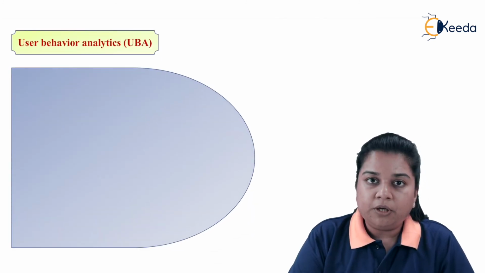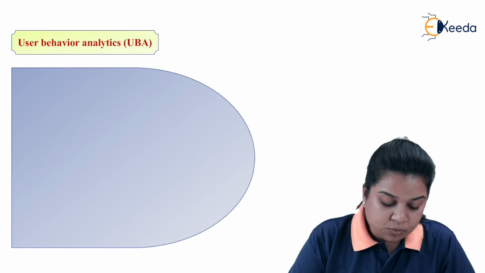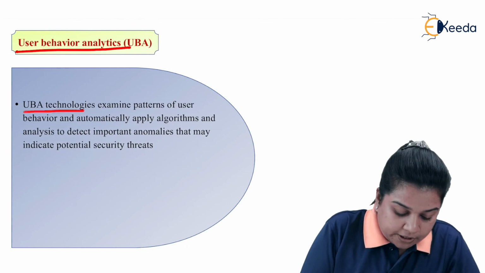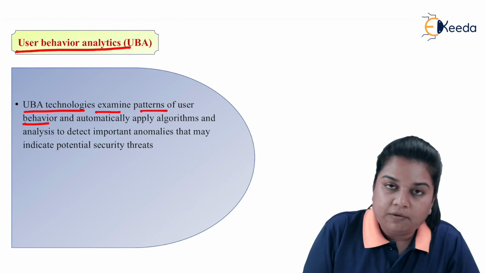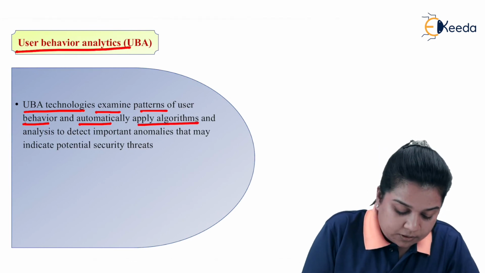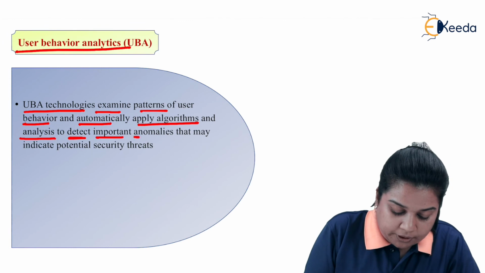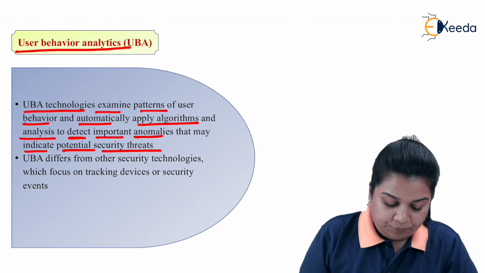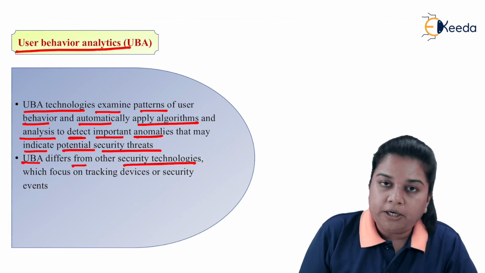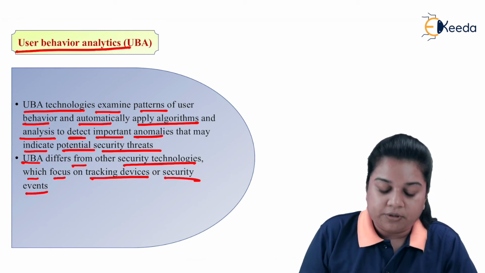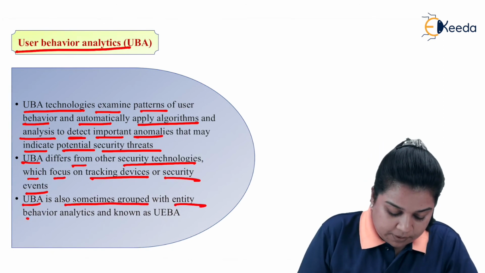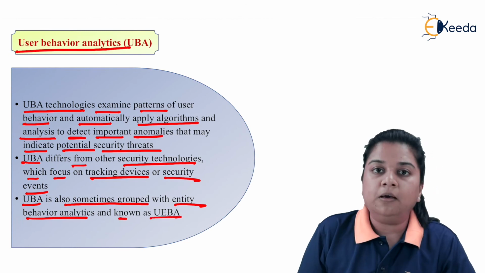Then another attribute here for identity as a service is user behavior analytics. UBA technologies examine patterns of user behavior and automatically apply algorithms and analysis to detect important anomalies that may indicate potential security threats. UBA differs from other security technologies which focus on tracking devices or security events. UBA is also sometimes grouped with entity behavior analytics and known as UEBA.